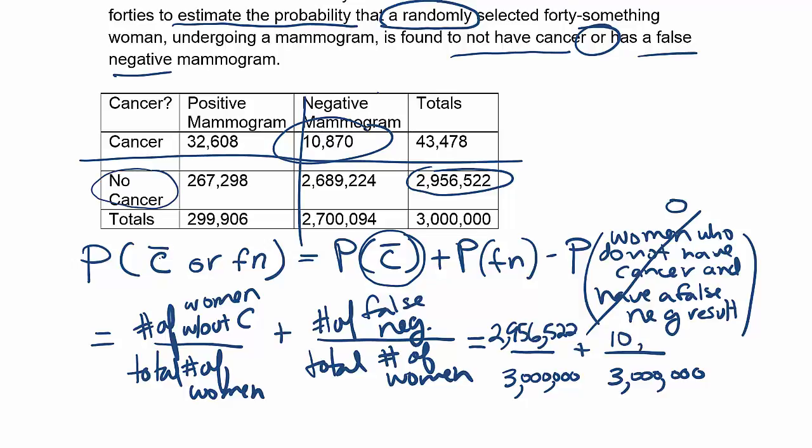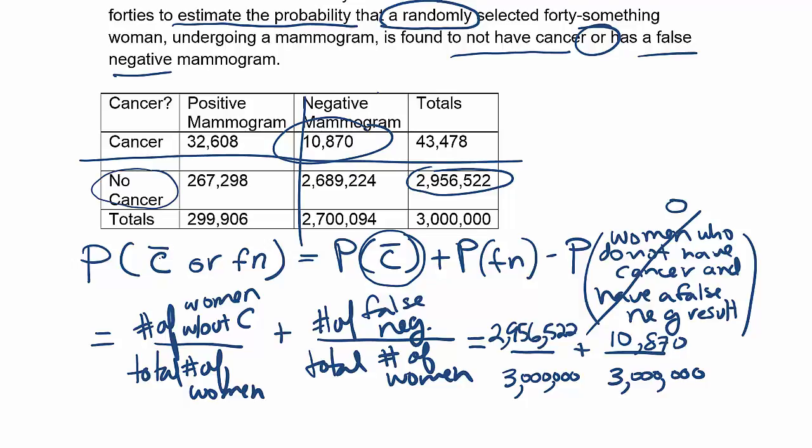There are 10,870 women who actually had cancer, but were told by the mammogram that they do not have cancer, right? So they went for the screening and the results came back showing they didn't have cancer, but in fact they actually did. Okay, so there's your answer, and you just have to plug those numbers in and do the calculation. You could, if you wanted to, at the end include the minus 0 for that last fraction that we said was 0, but you don't have to, of course, because subtracting 0 from the answer isn't going to change anything, so I'm just going to leave that off.